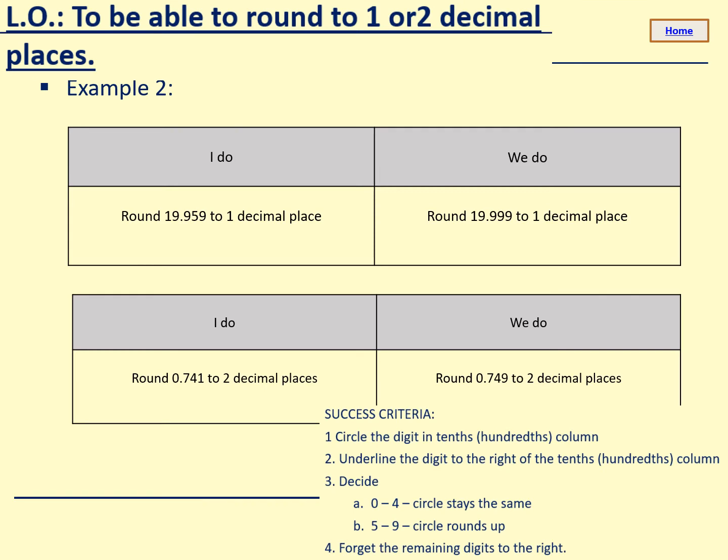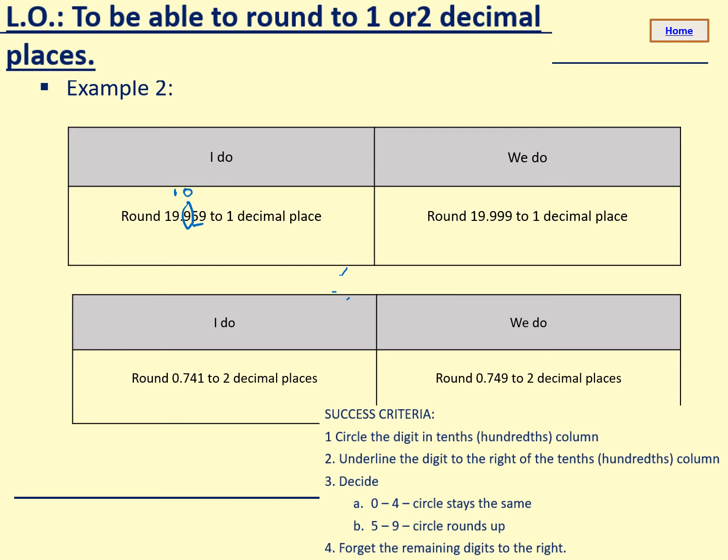Example 2. Round 19.959 to 1 decimal place. 1 decimal place means I'm rounding to the 1 number after the decimal point. So I will circle that digit, it's 9. I underline the number next to it to see if my circled number changes or not. Yes, it does, because the underlined number is 5, which is between 5 and 9. So my 9 gets rounded up to 10. Oh, but that 1 moves on to the next column, so I need to add it on.